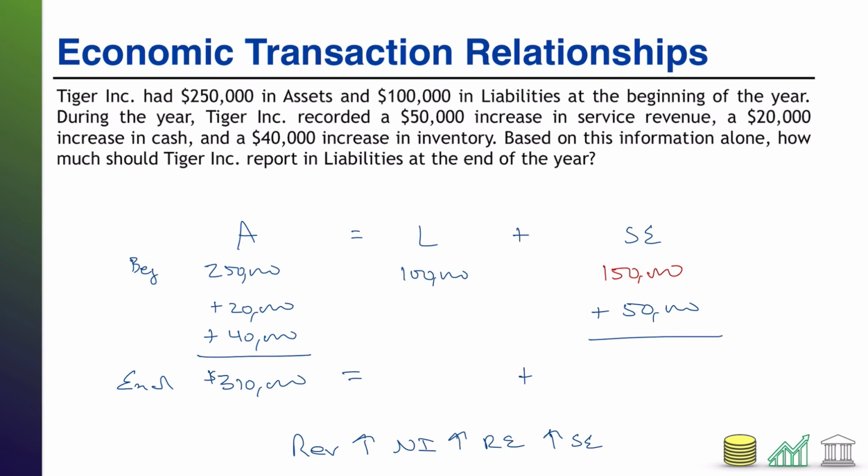SE at the end of the year, we calculated that it started at 150. We say that revenue increased by 50,000, which means equity went up. So at the end of the year, we are at $200,000 in shareholders' equity.